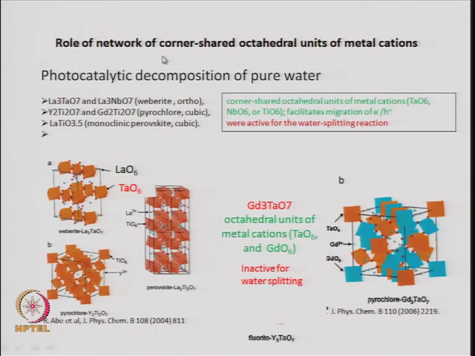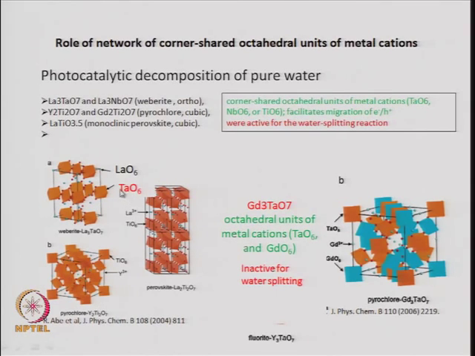Another very important thing is the corner sharing octahedral unit. Many structures are known where the metal oxygen bonds are within an octahedra, and these octahedra are corner shared, edge shared, or face shared. A large number of compounds are known where there are corner shared octahedral units of the metal cation. If it is a tantalate, you have TaO6 octahedra. If it is a niobate, you have NbO6 octahedra, and these NbO6 or TaO6 octahedra are corner shared. If they are corner shared, then the activity appears to be very high, because the corner shared octahedra, as shown here, will help in migration of electrons and holes. This has been shown to be a very good photocatalyst for the water splitting reaction.